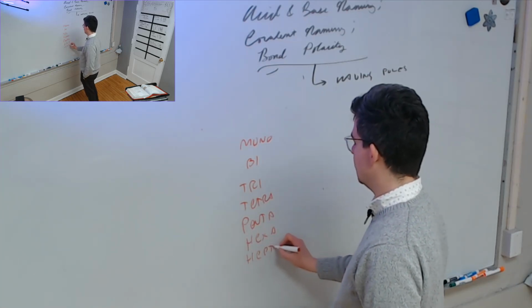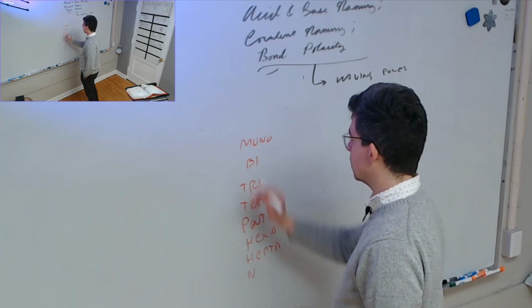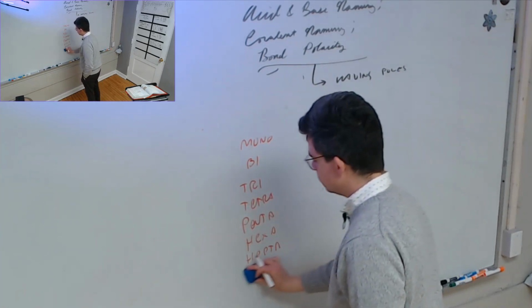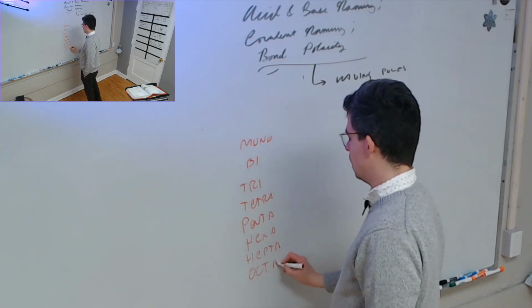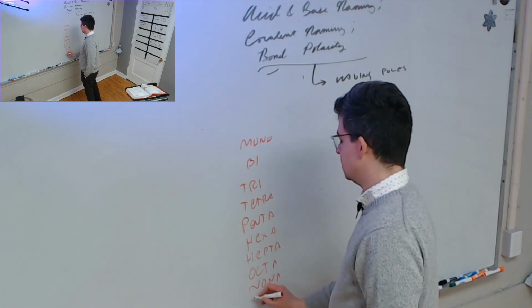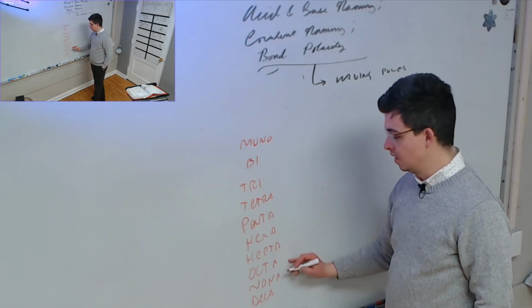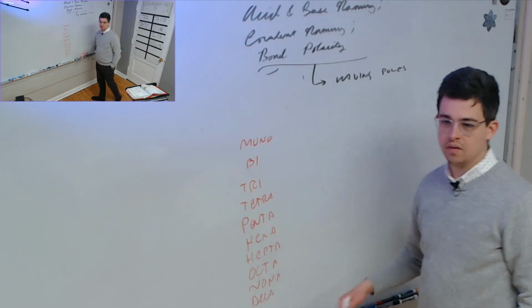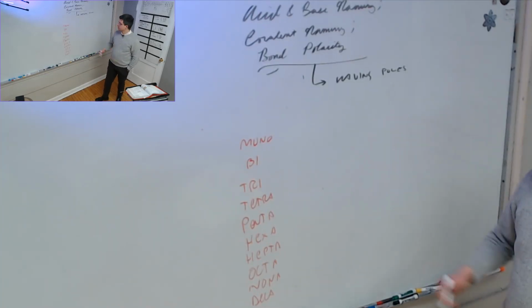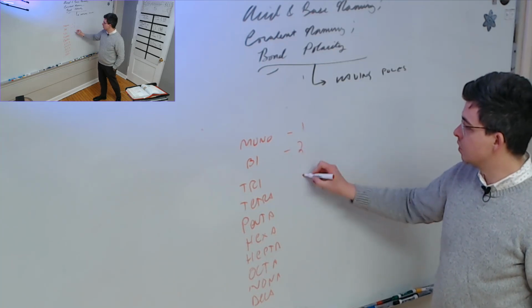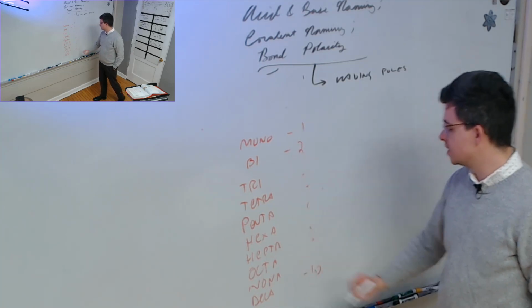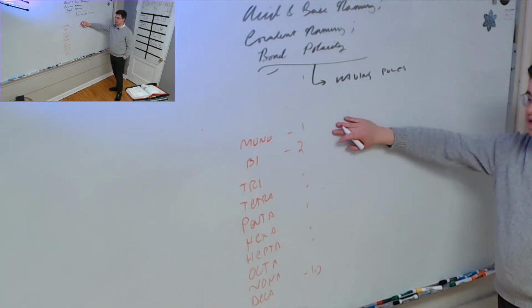Hexa, hepta, nona. Oops, sorry, I forgot one. Octa. Octa, nona, deca. You should not have to go higher than octa because of the octet rule. But in case there are nona and deca, which sometimes does happen. Mono, 1, 2, etc. Deca is 10. These prefixes just mean how many there are.